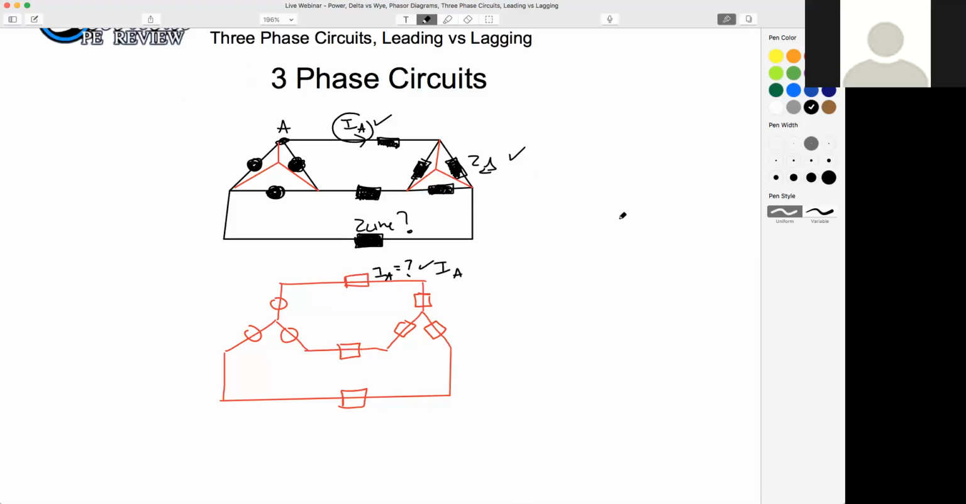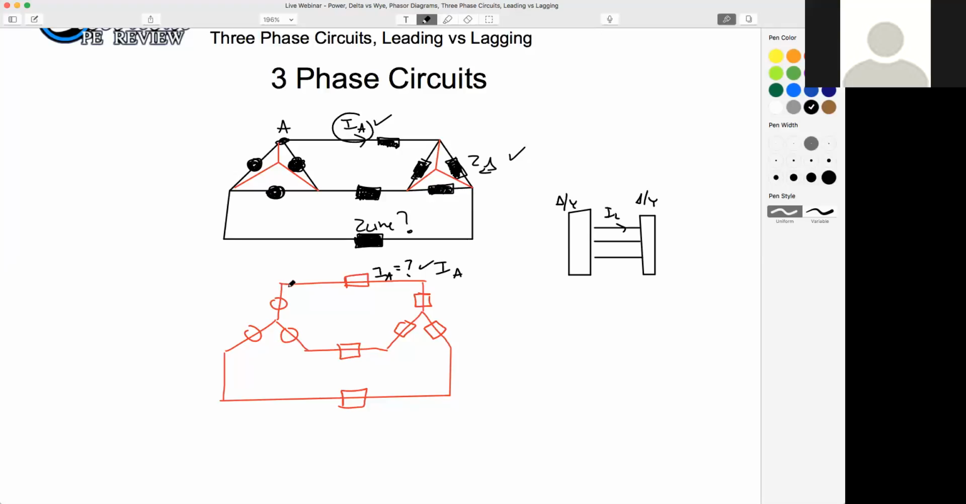And someone talked about earlier on, I think when we first started, they were asking, what if you don't know if it's delta or Y, right? How about that? So regardless if this is delta or Y, your line current is going to be your line current regardless. Okay, so we did a source transformation.